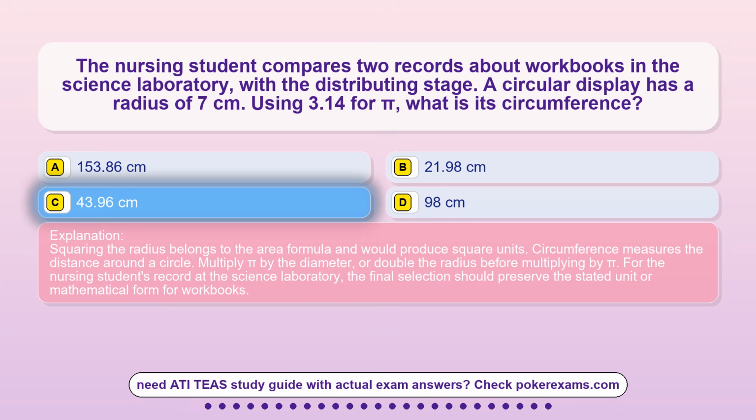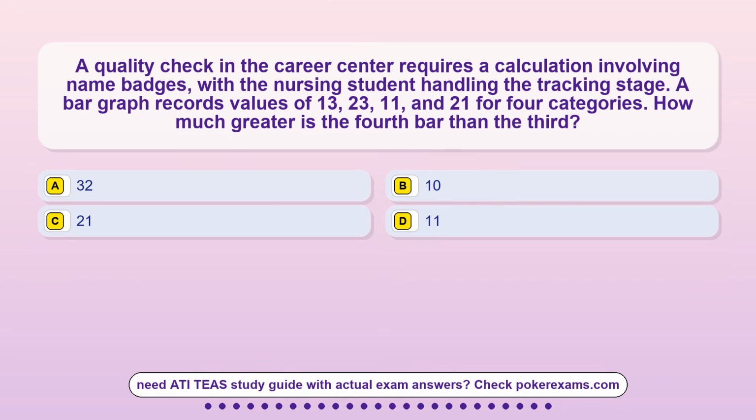For the nursing student's record at the science laboratory, the final selection should preserve the stated unit or mathematical form for workbooks. Question 18. A quality check in the Career Center requires a calculation involving name badges, with the nursing student handling the tracking stage. A bar graph records values of 13, 23, 11, and 21 for 4 categories. How much greater is the fourth bar than the third?